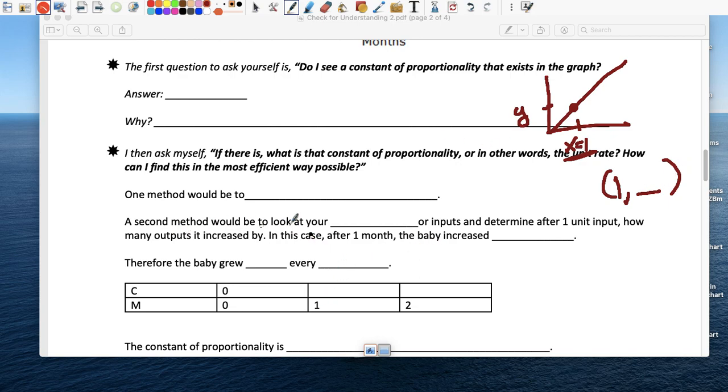A second method would be to look at your outputs or inputs, and remember that after 1 unit of input, how much do the outputs increase by? In this case, after every 1 month, the baby increased 30 centimeters. Therefore the baby grew 30 centimeters for every 1 month. So this is the number of months, 1 month baby's 30, 2 months baby 60, and so on. The constant of proportionality in this case is 30, right?